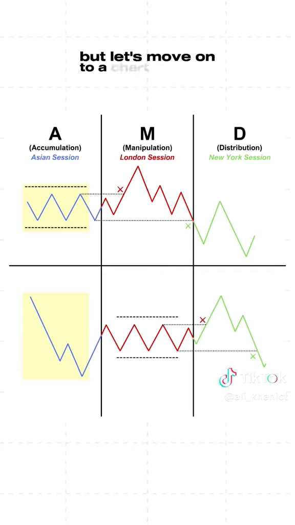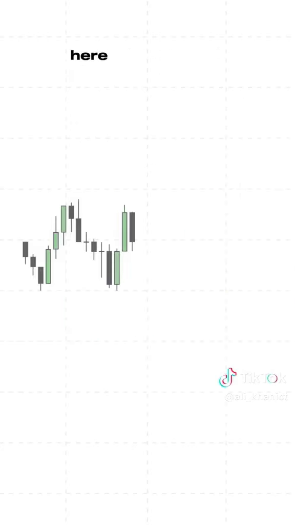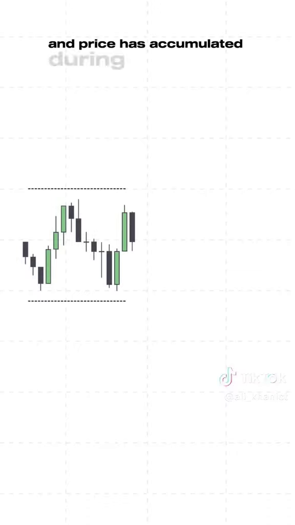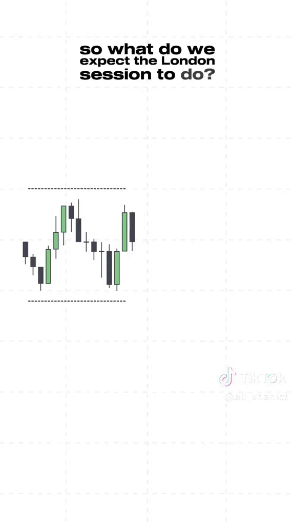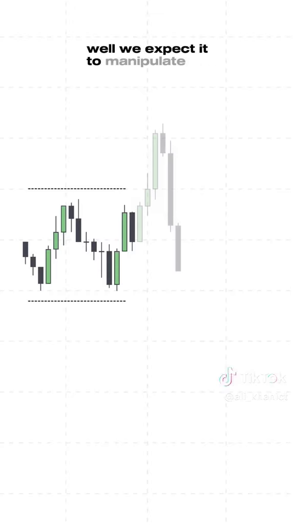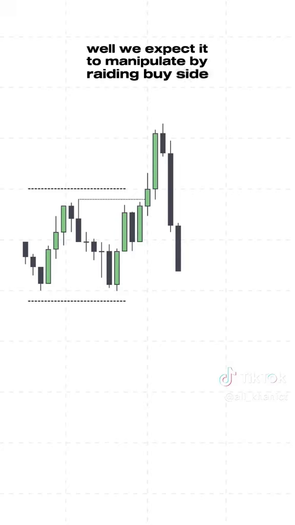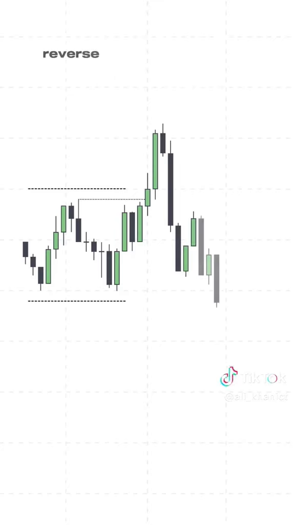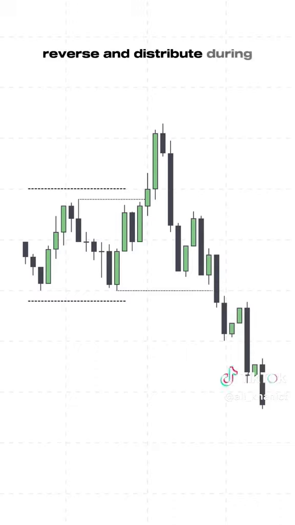But let's move on to a chart example to properly illustrate the AMD cycle. Here, we've got this buy-side liquidity pool and prices accumulated during the Asian session. So what do we expect the London session to do? Well, we expect it to manipulate by raiding buy-side. Now, the stage is set for the New York session to open, reverse, and distribute during the expansion to complete the AMD cycle.